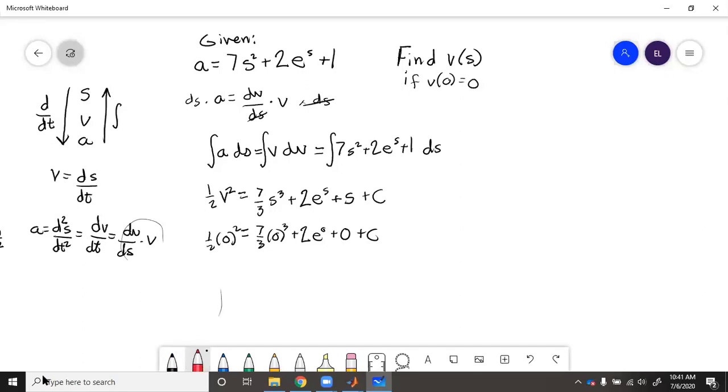Well, this goes away, because that's just 0. This goes away. This goes away. E to the 0 power is 1. So then really what we get is 0 equals 2 plus c. So -2 equals c. So then we take this, we go back up here, and then we can erase that. Negative 2.